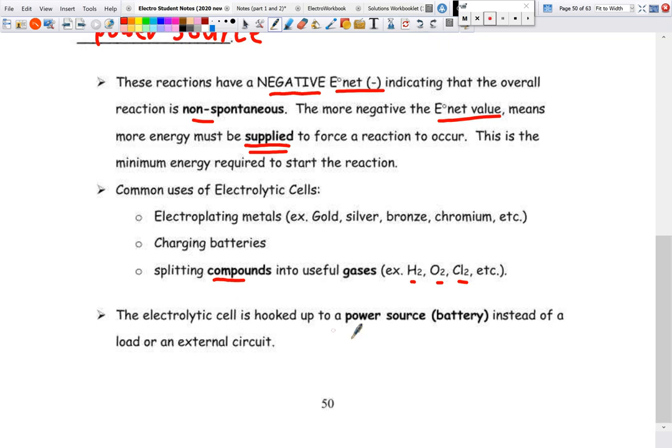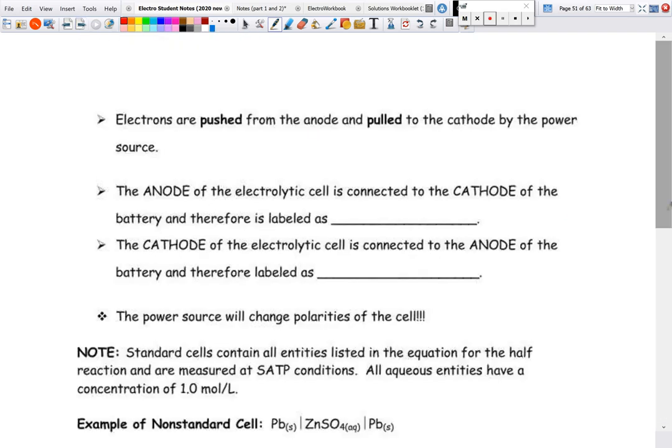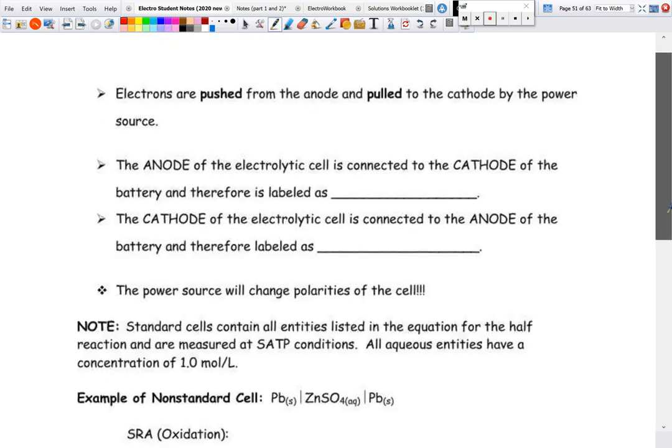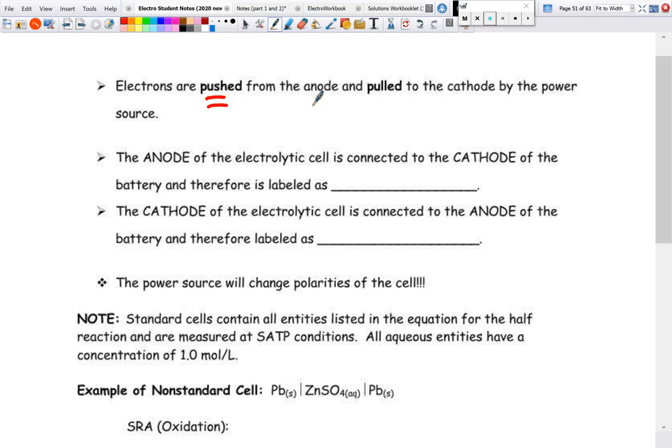So of course, electrolytic cells are hooked up to a power source or a battery instead of an external circuit. So the electrons are pushed from the anode and pulled to the cathode by the power source. So it's not physically pushing it, it's just something that is there, so it's using its own chemical energy to kind of force that reaction. Now, this little bit right here is going to be confusing, but we're just going to look at some of the common things or differences between voltaic cells and electrolytic cells.